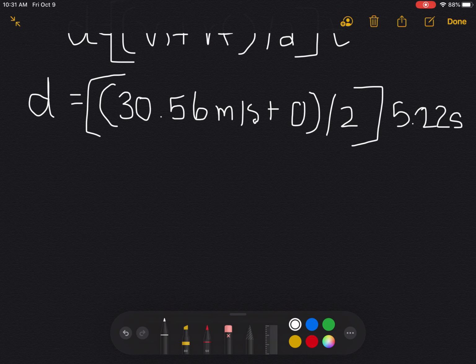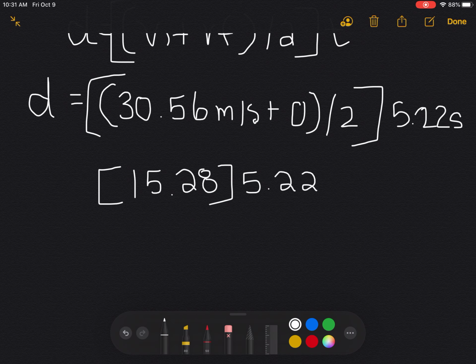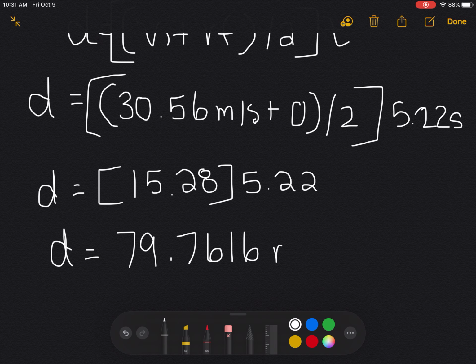So we go 30.56 plus 0 is 30.56 divided by 2 gives us 15.28. Okay, so I calculated everything inside of those brackets, and now outside of the brackets is 5.22. So I'm going to take my 15.28 and multiply it by 5.22, and I get an answer of 79.7616, and that is meters. We're almost done.